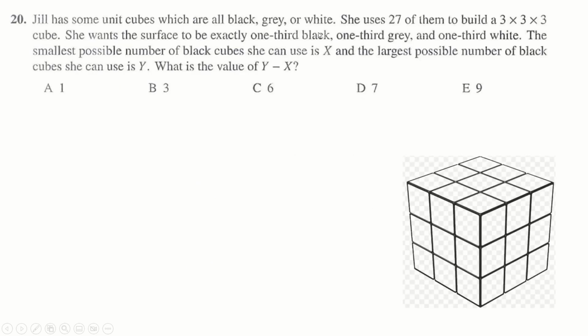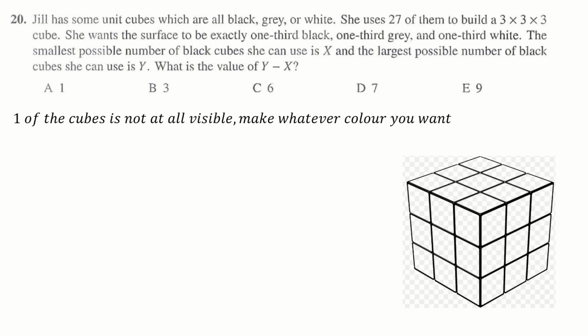Some cubes making 27 to build a cube. First thing we'll notice, there are 54 surfaces here. It's just 9 times 6. So we want 18 of them to be black. Now, what we can notice is that there's 1 cube in the middle that is not being used for any of the surfaces. So we can make that whatever color we want to maximize our blacks or minimize them.